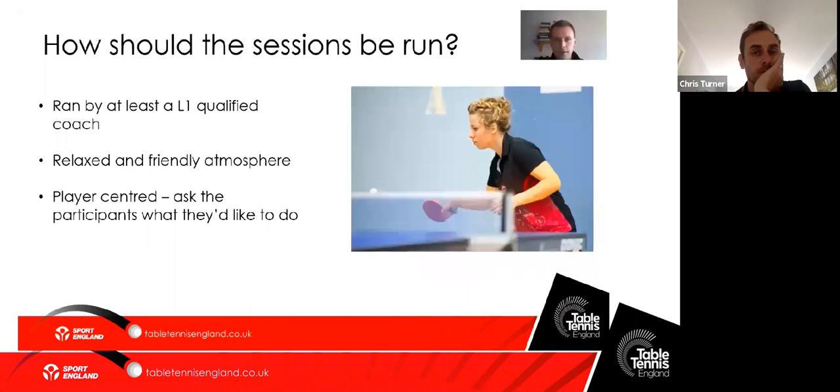So again, I think it's really important to understand how these sessions should be run. Once you sign up, we will give you a guide and handbook on how to do this. But of course, as you'll know, sessions can't just be run straight from a manual. So it's got to be using your initiative where possible.